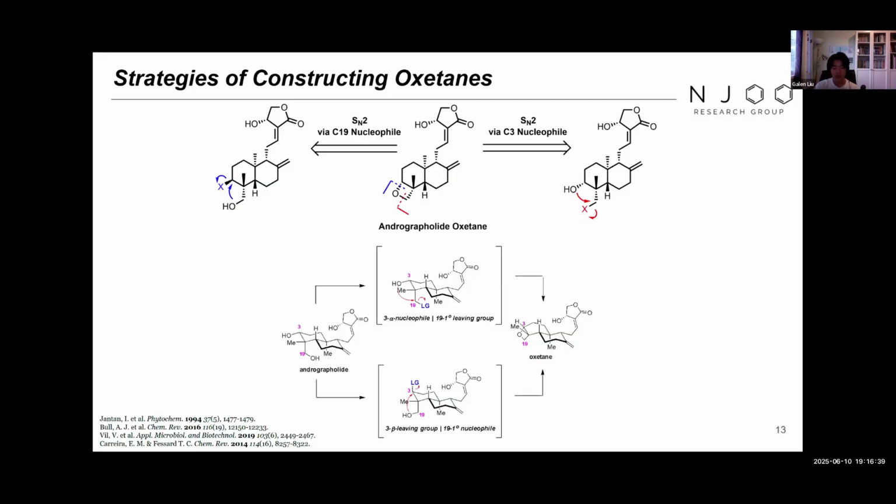So looking at the conformational analysis of the Andrographolide, we actually noticed that there's a very significant thermodynamic barrier to construction of the oxetane ring, because as you can see in this bottom figure, construction of the oxetane leads to a more unfavorable conformation of the ring, where it turns from a chair structure into a boat structure.